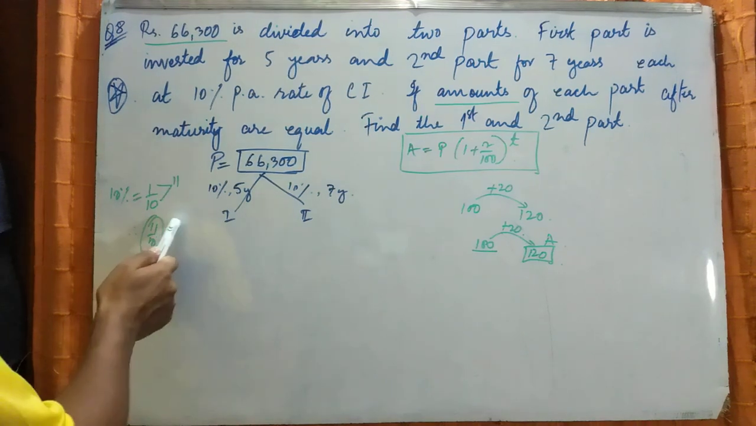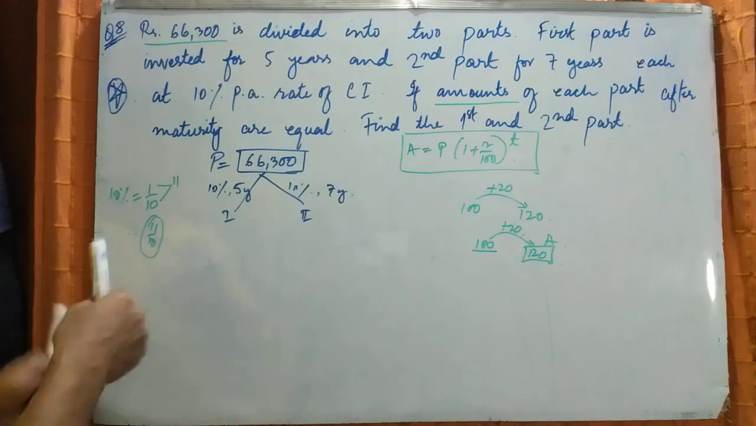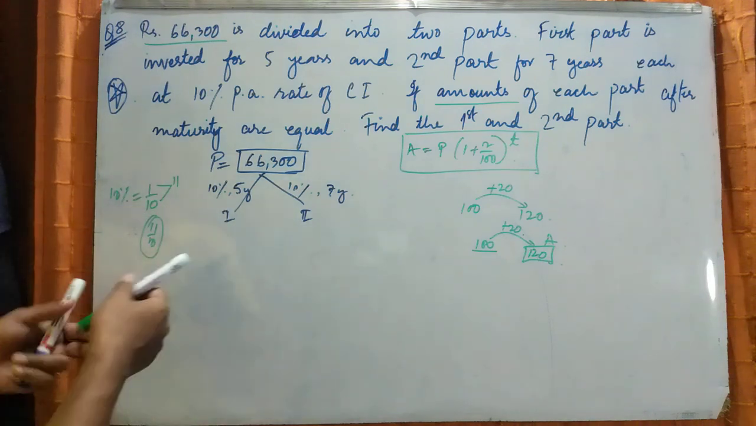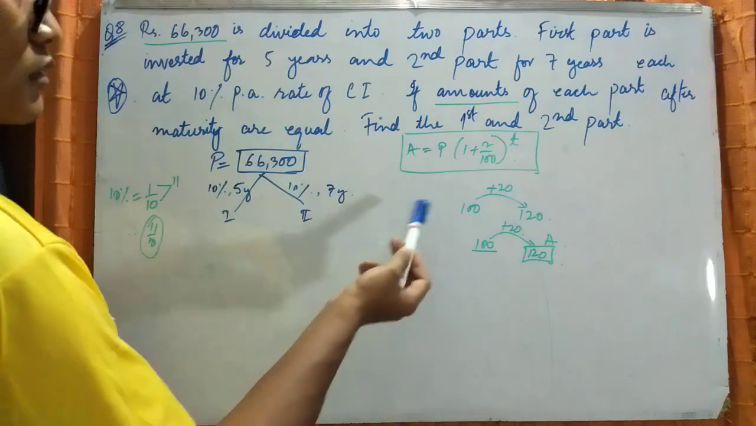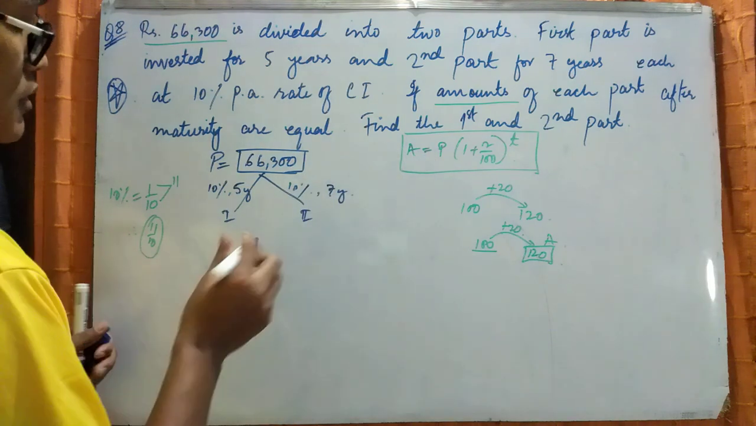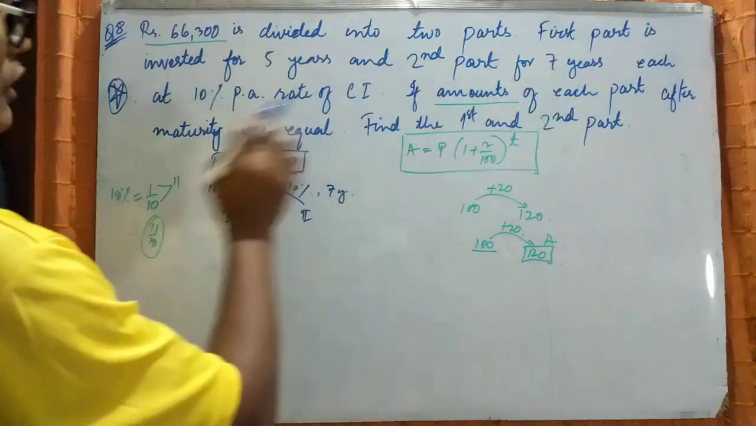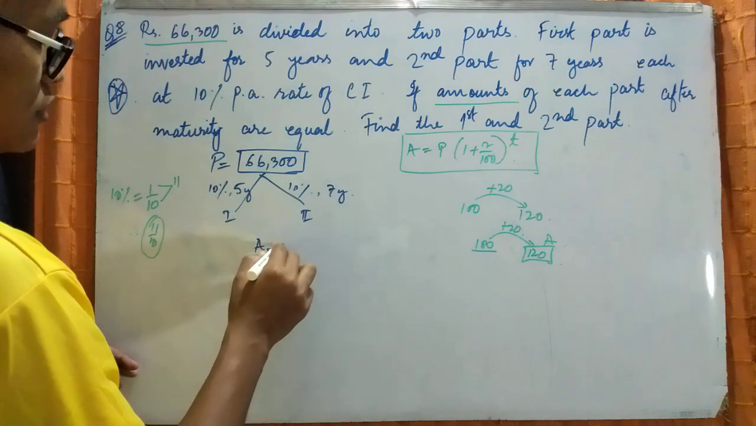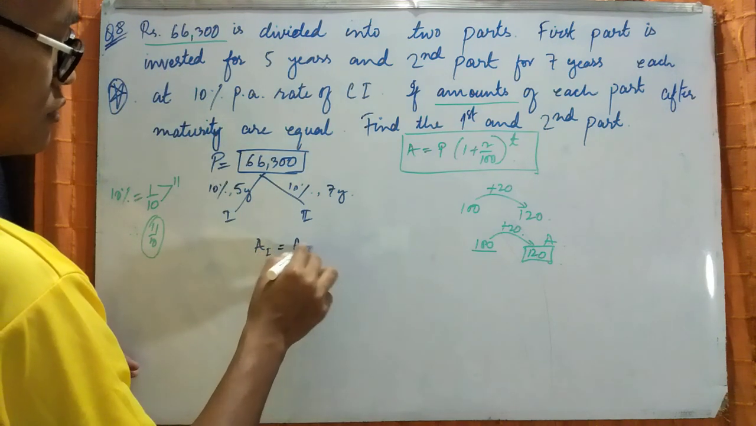In fraction concept, we can use the shortcut. In the question, the amount of its part after maturity is equal, that means the first amount will be equal to the second amount.